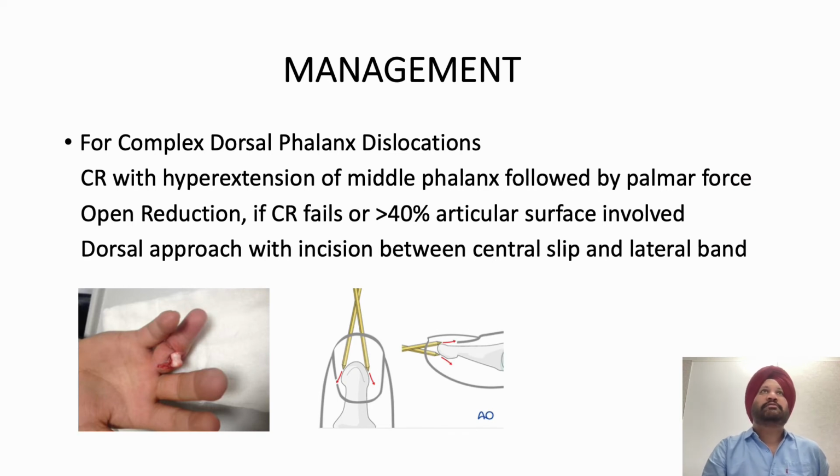Management for the complex dorsal phalanx dislocations, of course, is closed reduction with hyperextension of the middle phalanx followed by palmar force. So this is a different mechanism compared with the simple dislocations. And of course, open reduction if closed reduction fails or more than 40% of the articular surface is involved. The dorsal approach is the most common, with an incision between the central slip and lateral band.